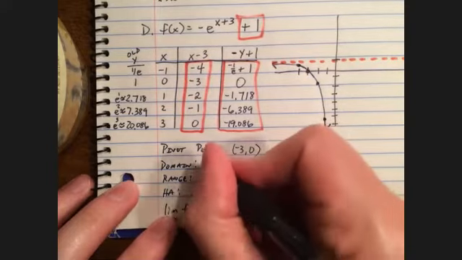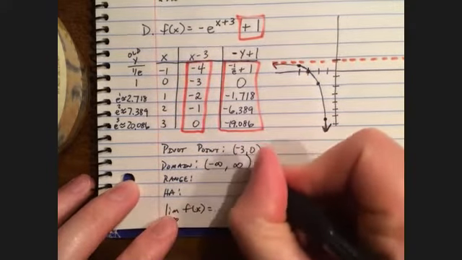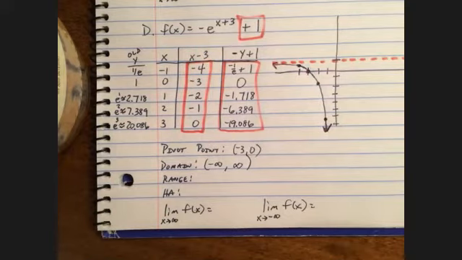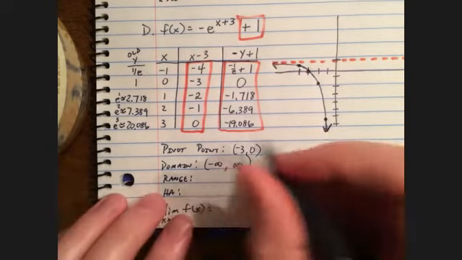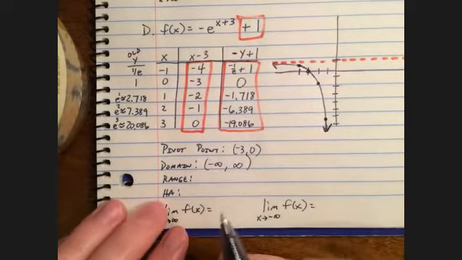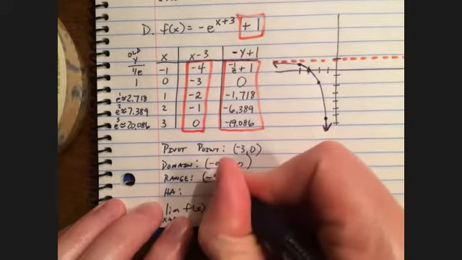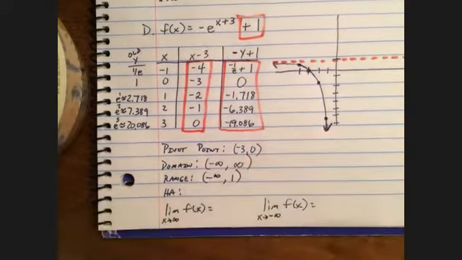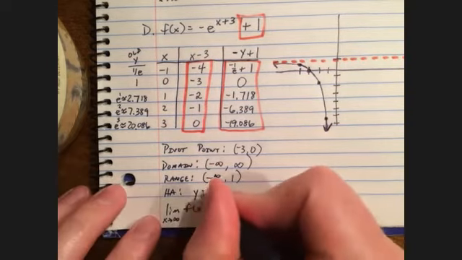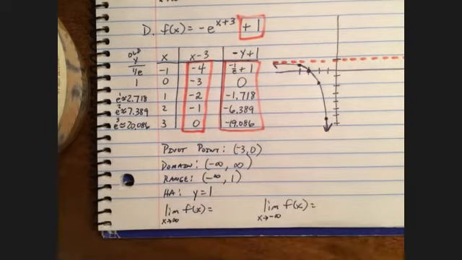Domain. This graph goes to the left and to the right forever. Our range, it goes down forever, but it doesn't go any higher than 1. In fact, it doesn't even touch it. So it's negative infinity to 1. Horizontal asymptote, we graphed that earlier. Remember, just that vertical shift that we do.